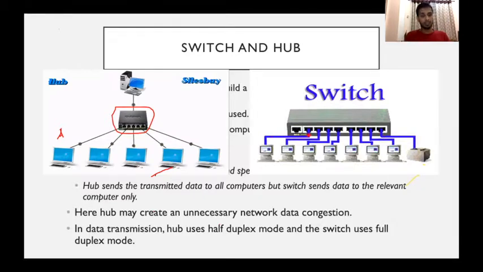It uses half duplex and the switch uses full duplex. Full duplex means both people can talk simultaneously.